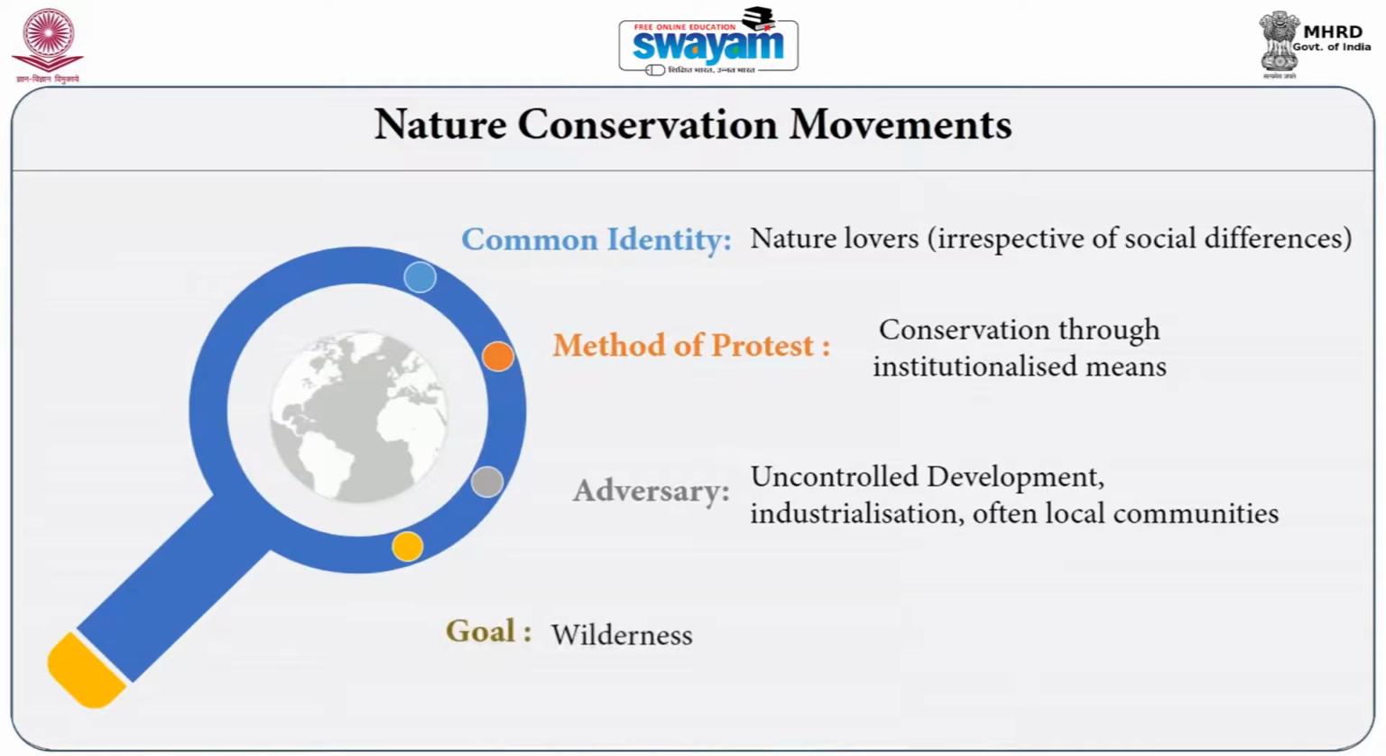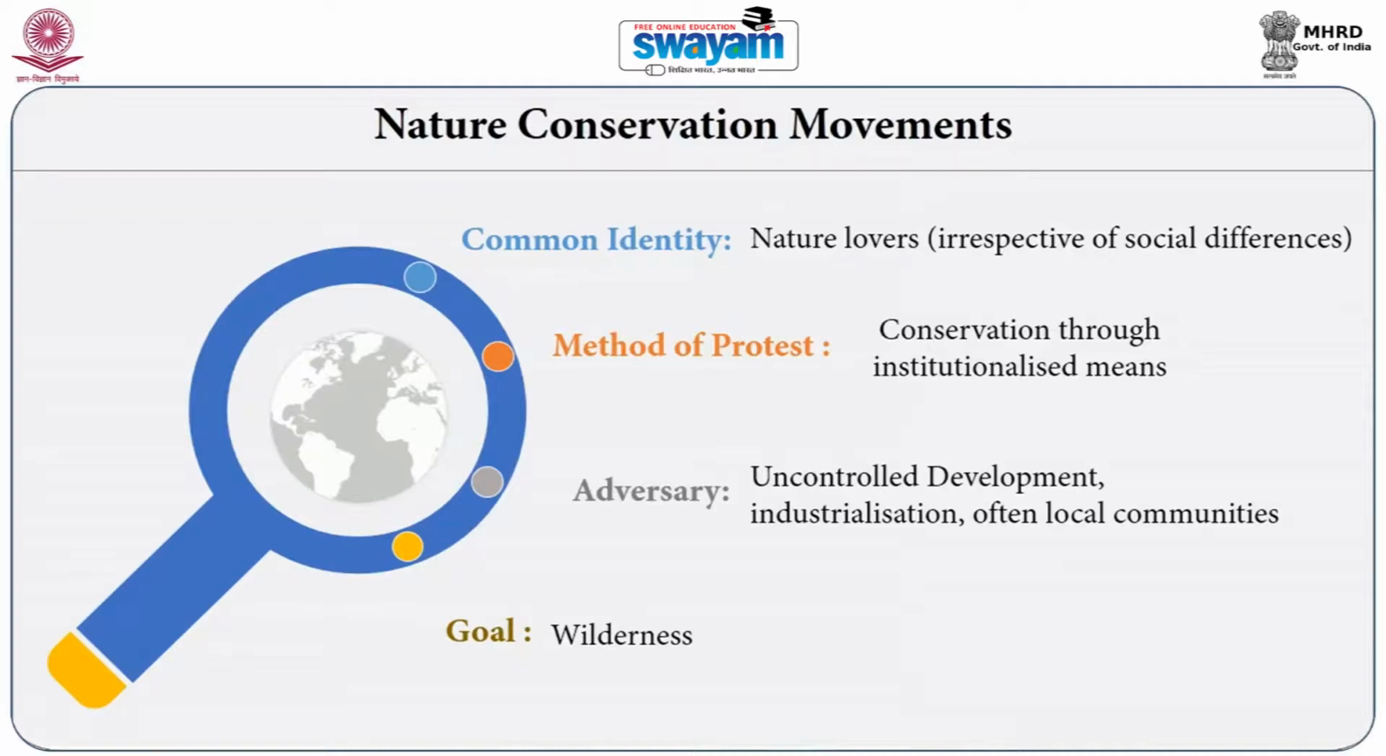With regard to the adversary or the common enemy, the central problem for these conservation oriented movements is uncontrolled development and uncontrolled industrialization. It is the industrialization process which destroys and degrades nature that becomes the central enemy, and the movement wants to protect nature from that degradation. So industrialism becomes the common adversary, and conservation oriented movements want to protect the forest from the negative impacts of industrialization.